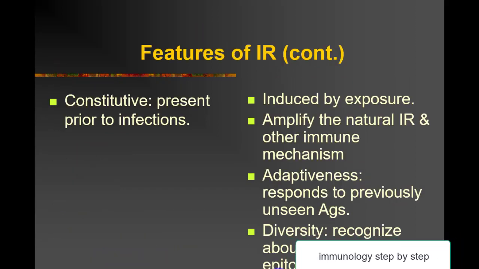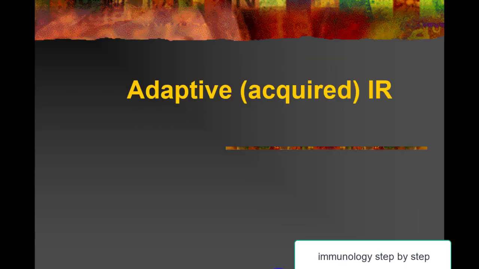Features of the immune response: the natural response is constitutive, present prior to infection. The adaptive response is induced by exposure, and amplifies the natural immune response and other immune mechanisms. Adaptiveness: it responds to previously unseen antigens. Diversity: it can recognize about 10 raised to the power of 10 to 18 antigenic epitopes.